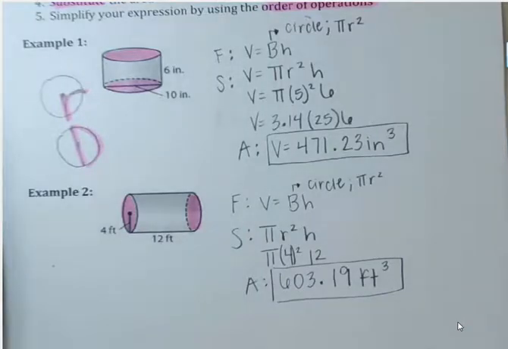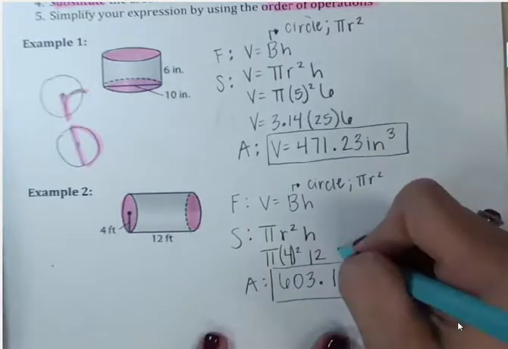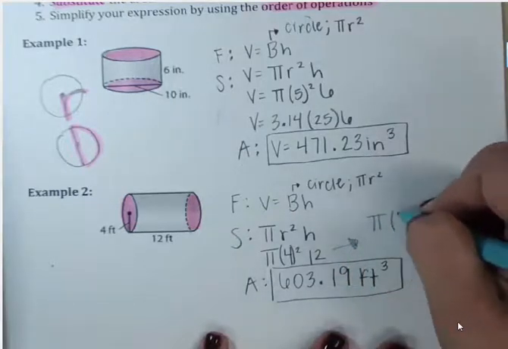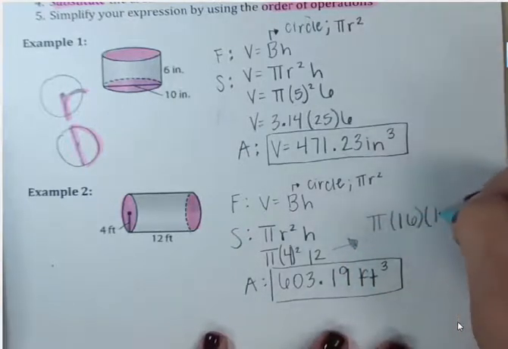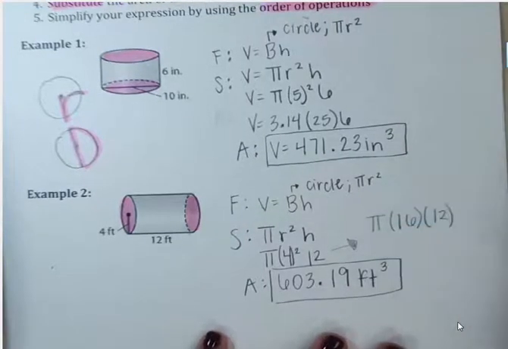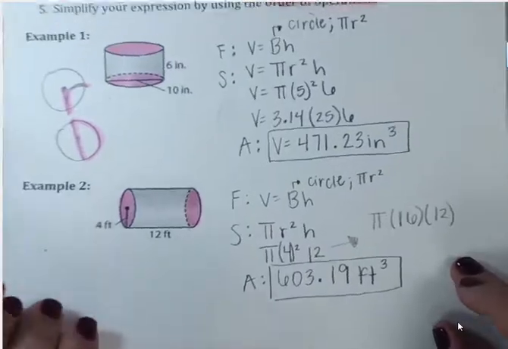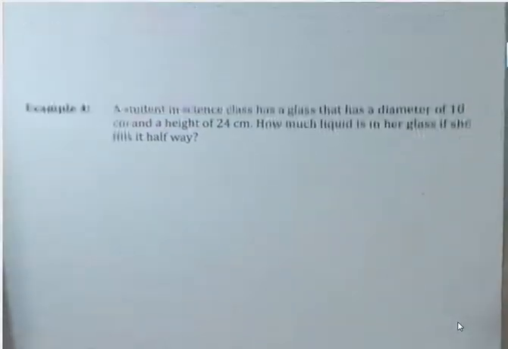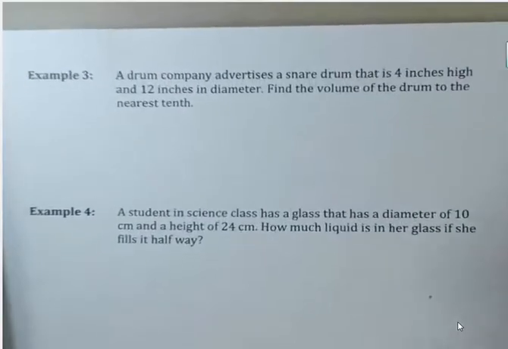Okay. If you wanted to look at this differently, you could have done pi times 16 times 12. Okay, 3.14 times 16 times 12. Alright, go flip over on the back, please. We have two more examples, and these are word problems where we have to draw the pictures.